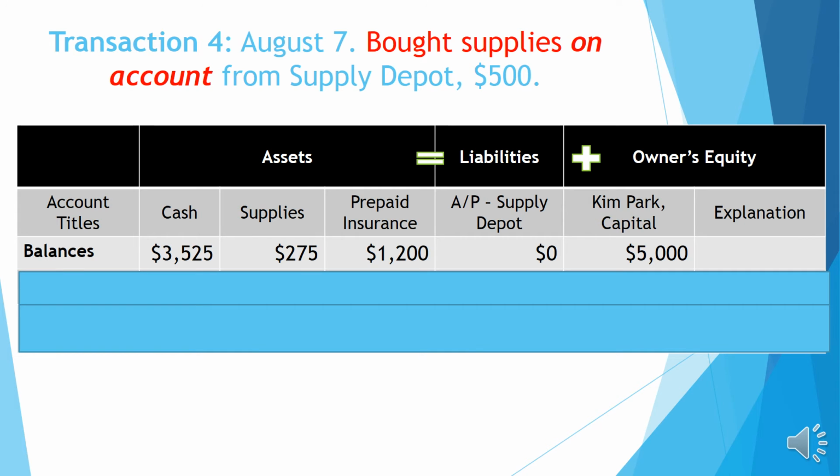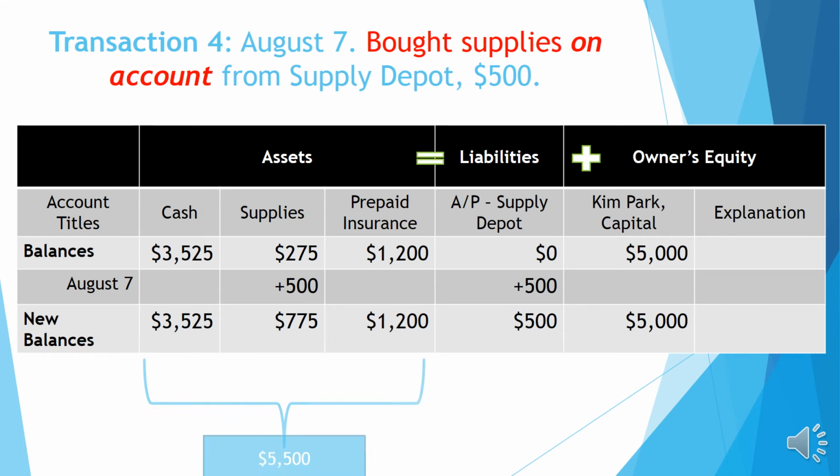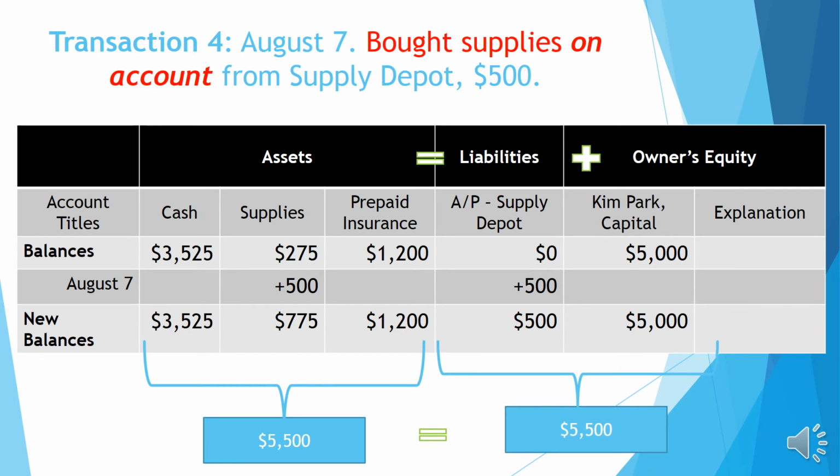So let's record our transaction. Supplies plus 500. Accounts payable Supply Depot plus $500. And now let's determine our new balances. Cash, $3,525. Supplies, $775. Prepaid insurance, $1,200. Accounts payable Supply Depot, $500. Kim Park Capital, $5,000.